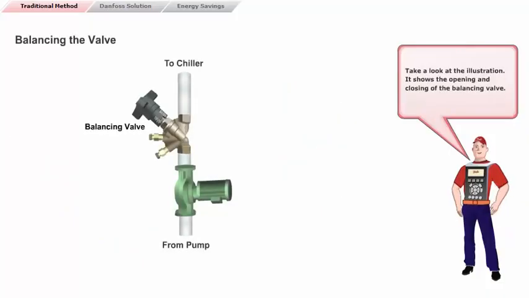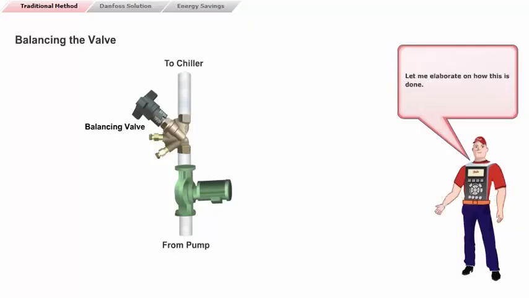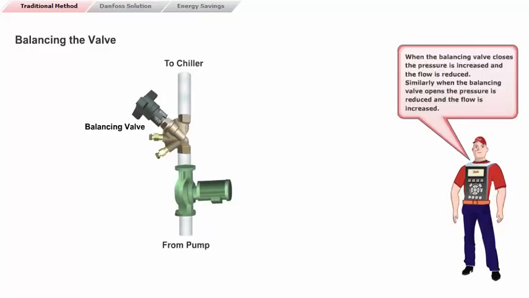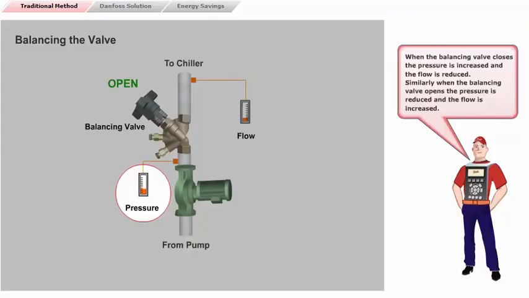Take a look at the illustration. It shows the opening and closing of the balancing valve. Let me elaborate on how this is done. When the balancing valve closes, the pressure is increased and the flow is reduced. Similarly, when the balancing valve opens, the pressure is reduced and the flow is increased.